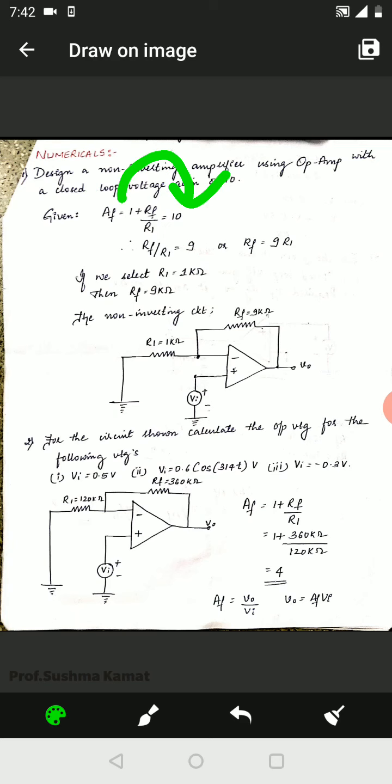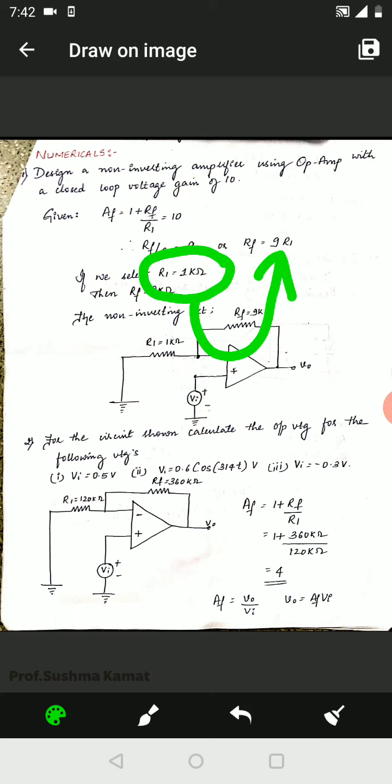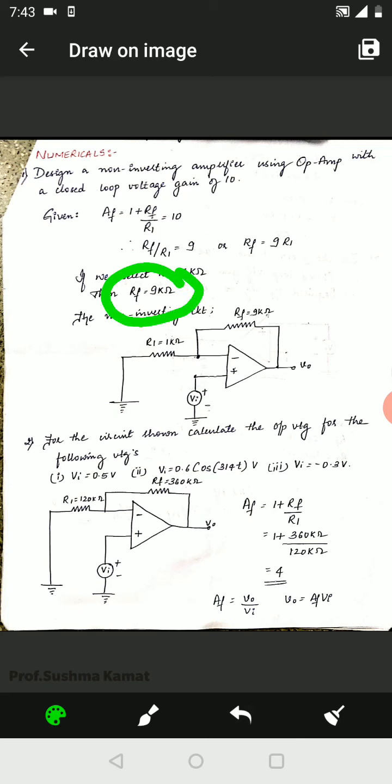Then RF value and R1 value both are not being given. That is why I had told you R1 value, which has to be the smallest, can be assumed. Then you remember, we had considered R1 value as 1 kilo ohm in the previous numerical of inverting amplifier. Likewise, we will here also consider the value for R1 is equal to 1 kilo ohm. Let us substitute the value here. Then we will get the value for RF as 9 kilo ohms. So this is the answer.